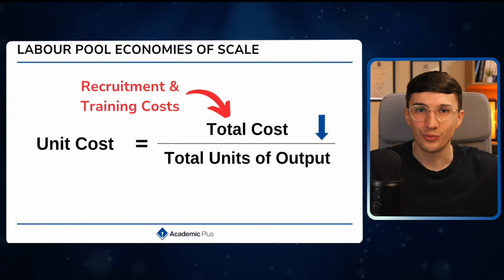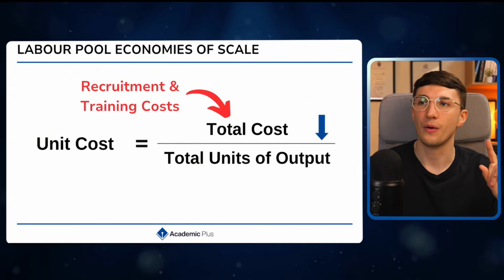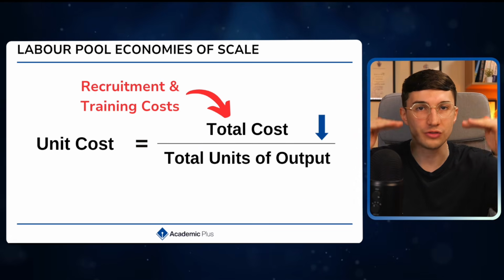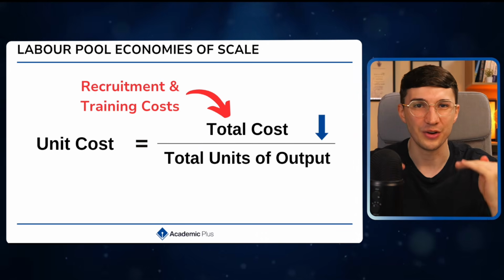Or Wall Street, the financial district of America. In the UK, we have Canary Wharf. Now, if you want to work in finance, you want to make sure that you live close to these areas. And the reason why this reduces unit costs, as we spoke about, is because the recruitment and training costs should be going down to reduce those total costs and therefore reduce our unit costs.